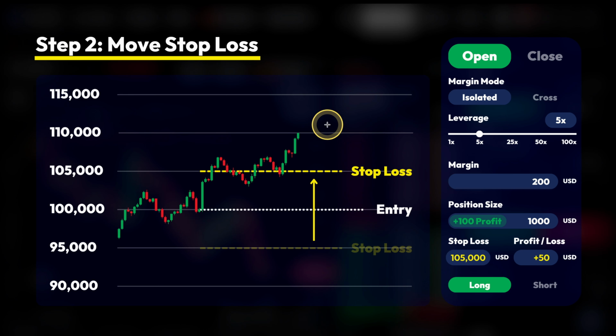However, if the price does move in our desired direction, we can move on to our second step, which is to move our stop loss above our entry. In this case, the price has gone up by 10%, so we are already $100 in profit. And what we can do now is move our stop loss, for example, to $105,000. This would mean 5% above our entry. And now at our stop loss, we would even make a $50 profit at this new price.